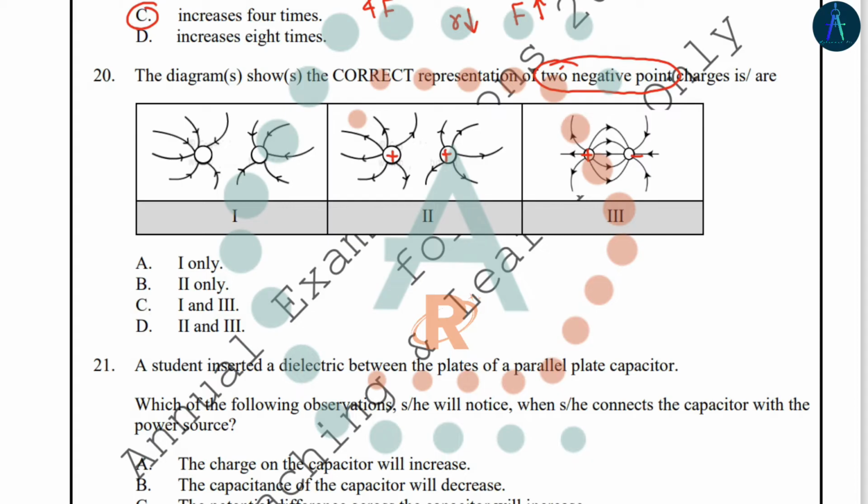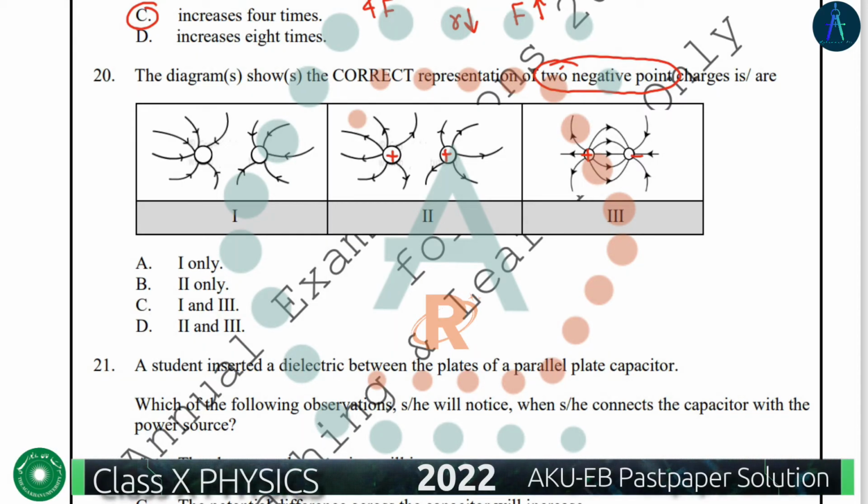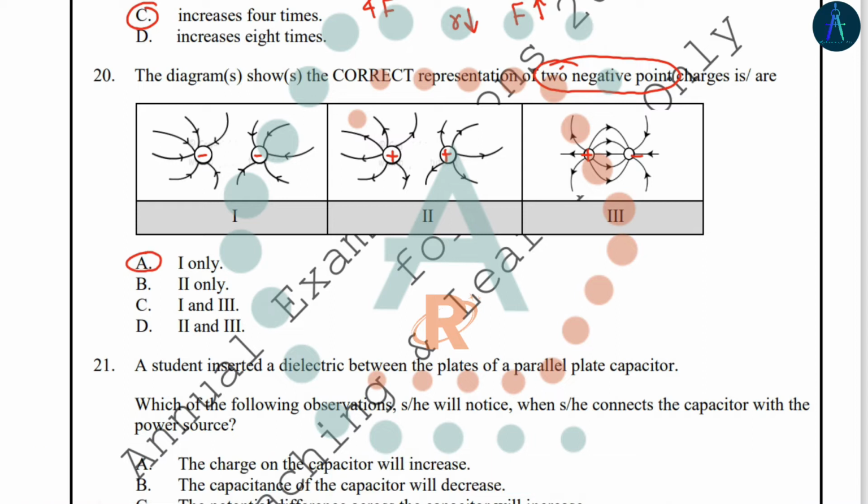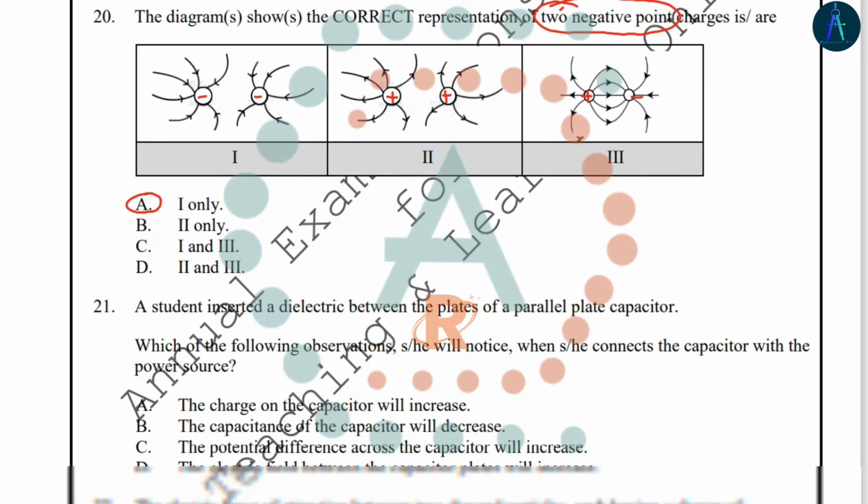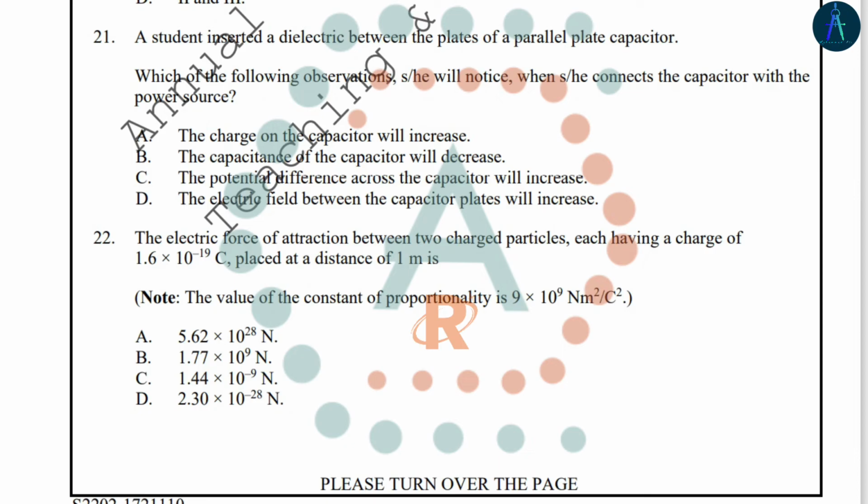So the diagram in condition 1, in which the electric field lines are entering into the charges, means that these two are negative charges. So in this way, only condition 1, that is option A, is the right answer. Let's see question number 21.